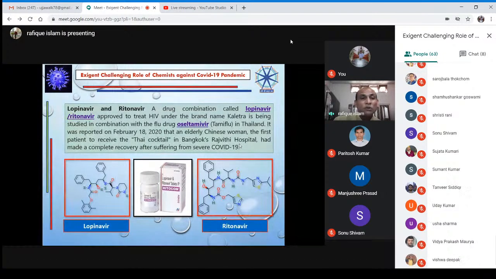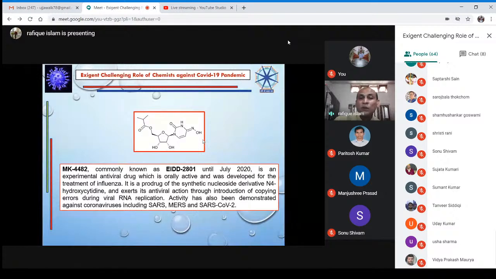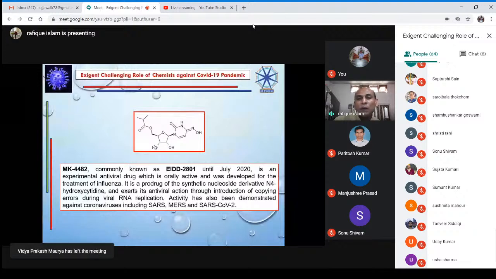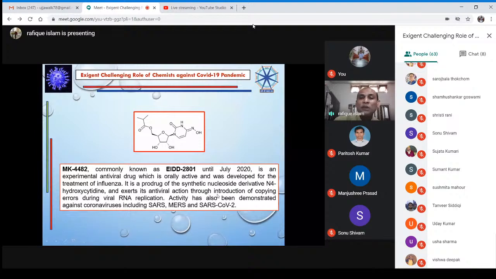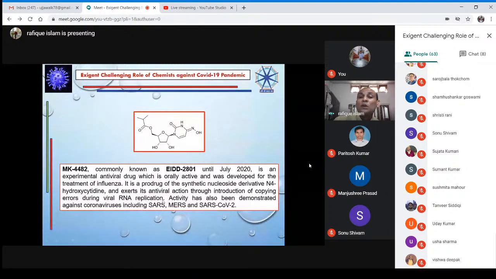Then there is one compound, commonly known as EIDD-2801. It is also an antiviral drug and is orally active. Basically, it is used for the treatment of influenza. It is a hydroxycytidine molecule derivative, and it has antiviral action. It introduces copying errors during RNA replication. By this way, the replication of the virus may not take place. So activity against COVID-19 is also being studied for this molecule.